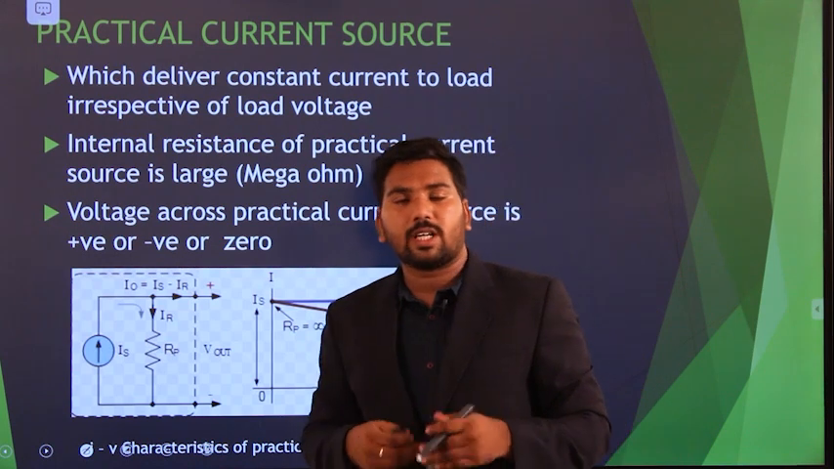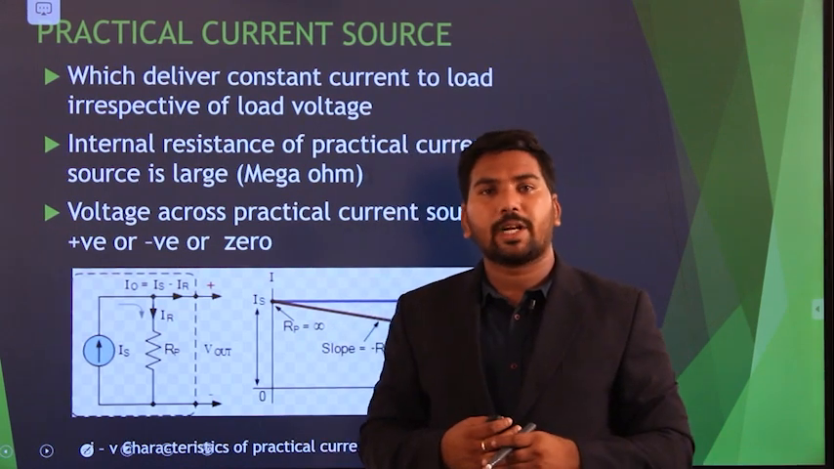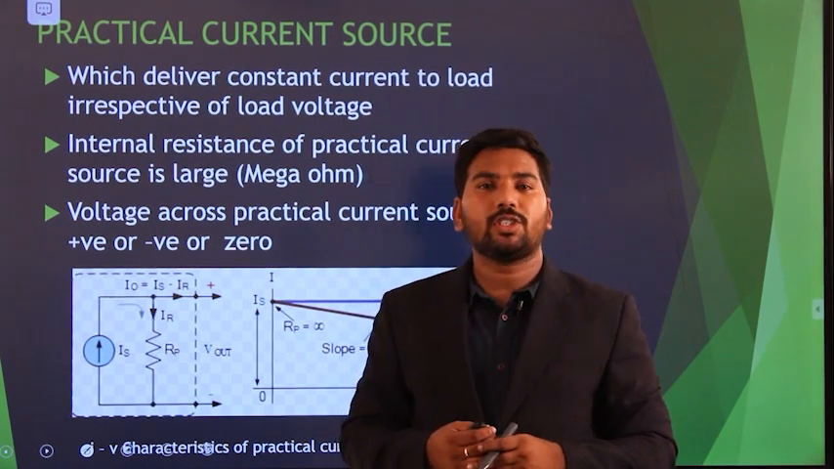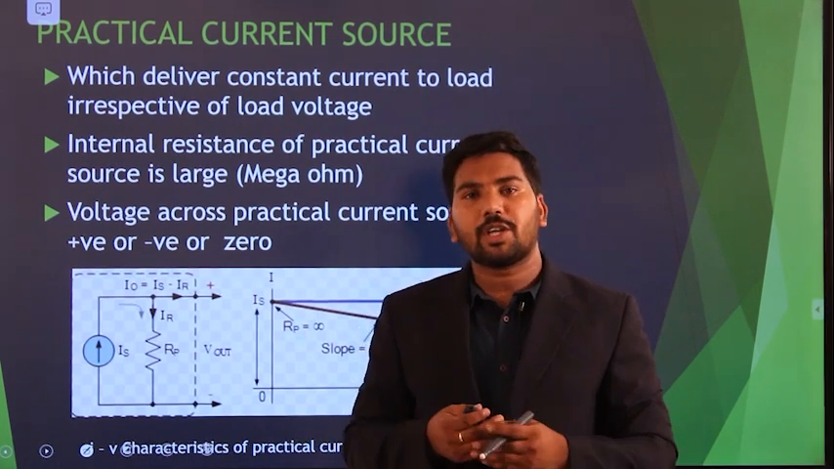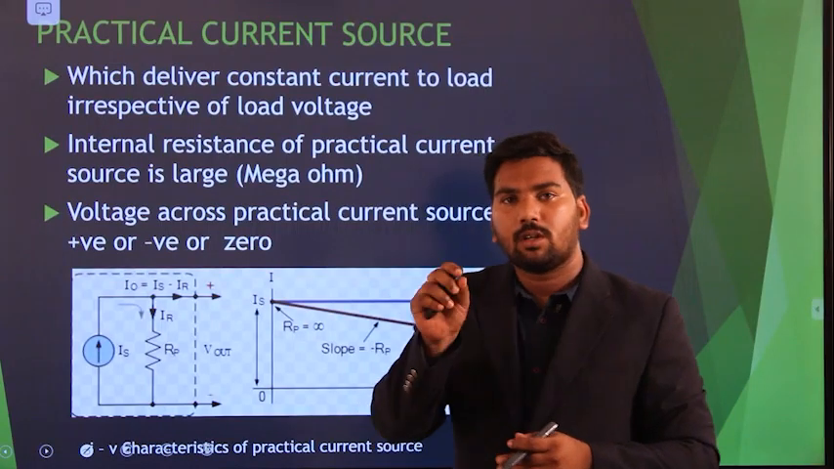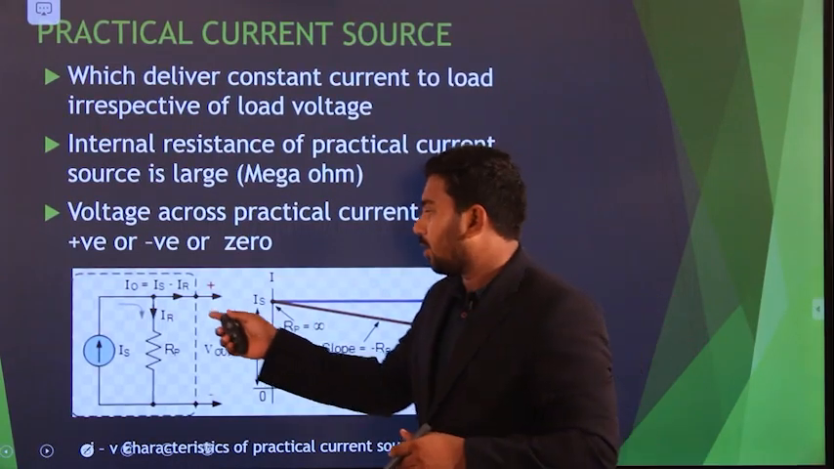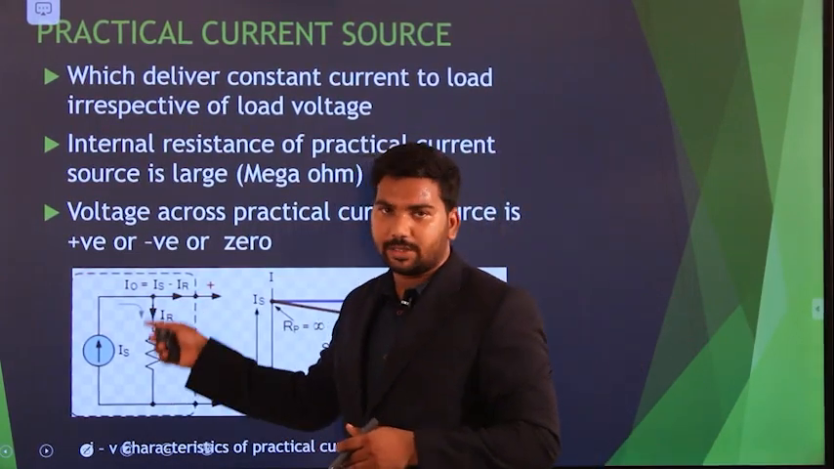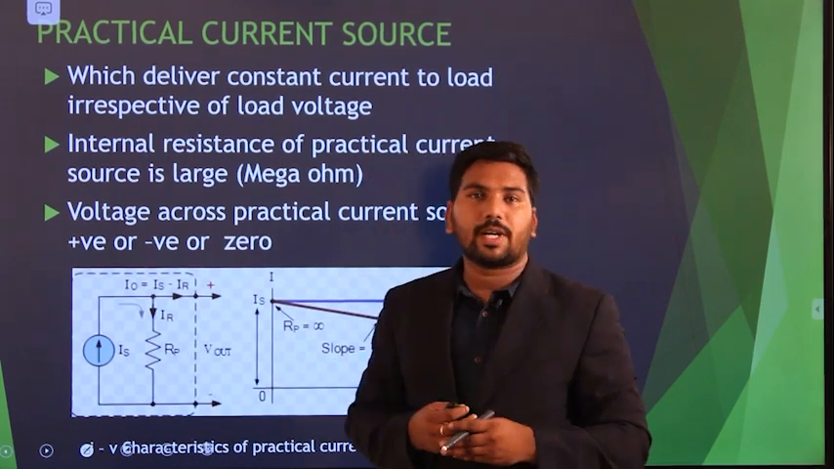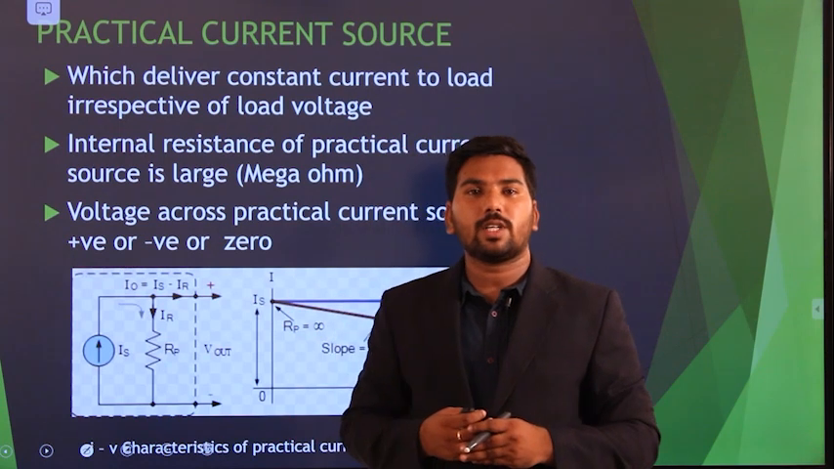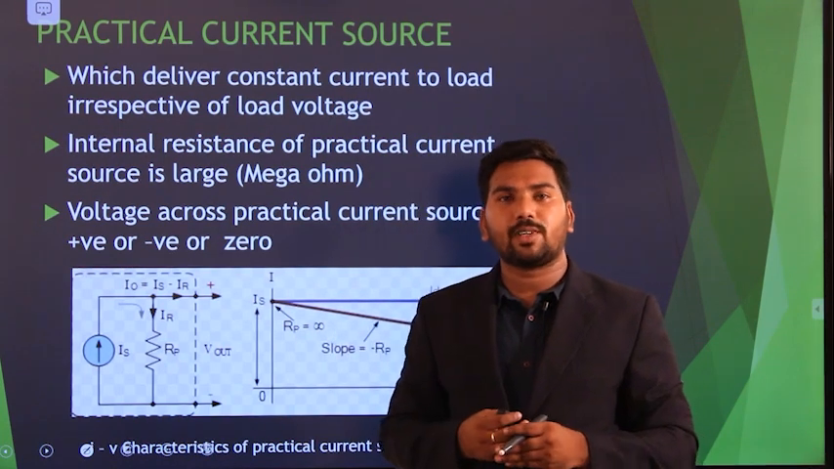Similarly to the practical voltage source, we have the practical current source, which is also derived from the ideal source. What is the modification to the practical current source? A very small modification: it has a large internal resistance. What is the purpose of this practical current source? It will deliver constant current to the load irrespective of load voltage.